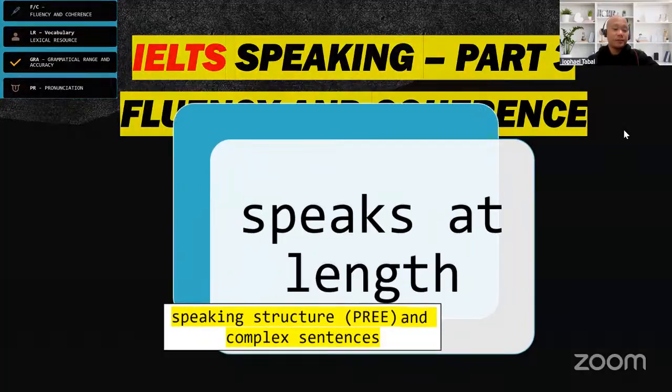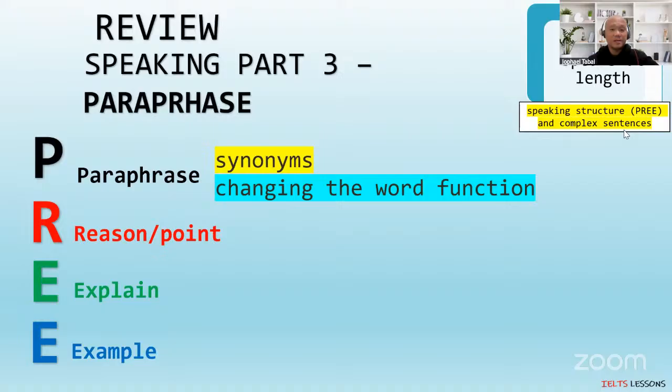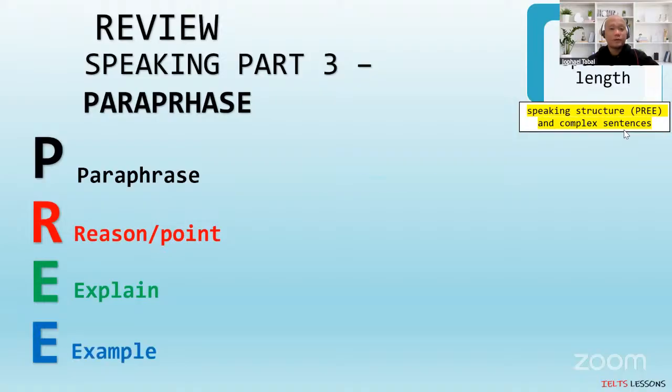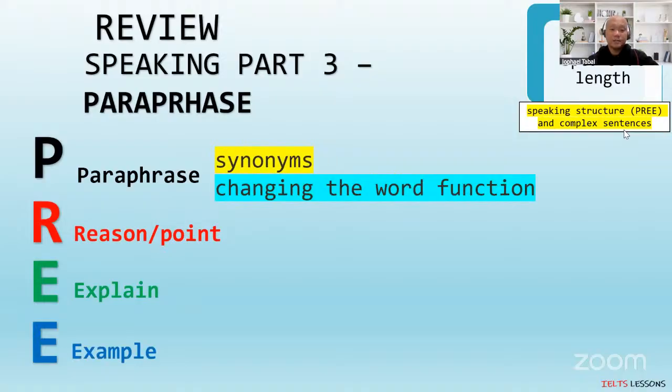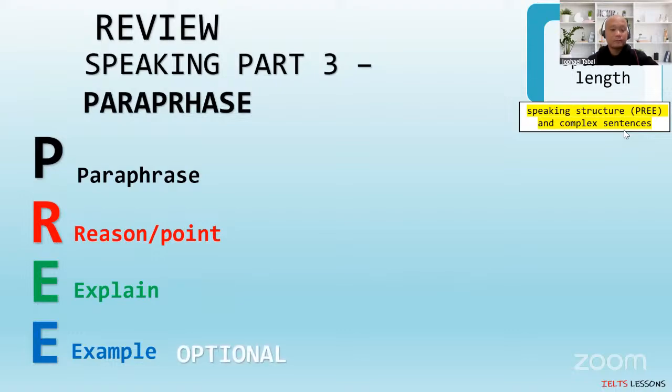Now, the third criteria here, again, for speaking at length, the main criteria is to paraphrase. When we say paraphrase, that means using synonyms or changing the word function. Then, followed by giving a reason or point, explaining that reason or point, and giving an example. Now, there must be a warning here: the example is optional. What is most important is the explanation, to give an explanation to the point or reason.